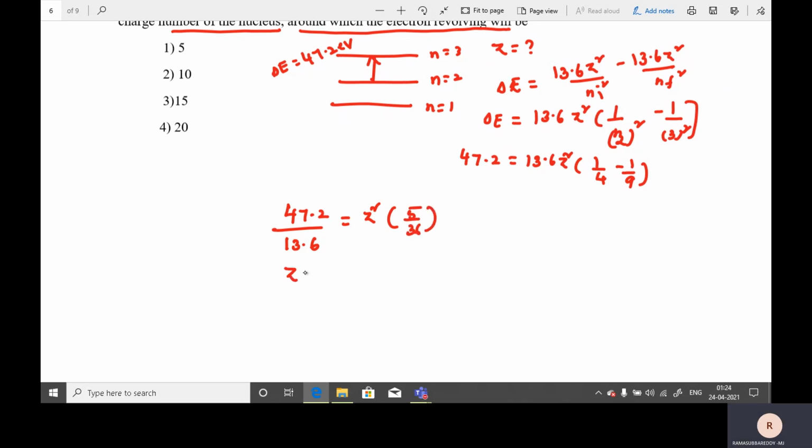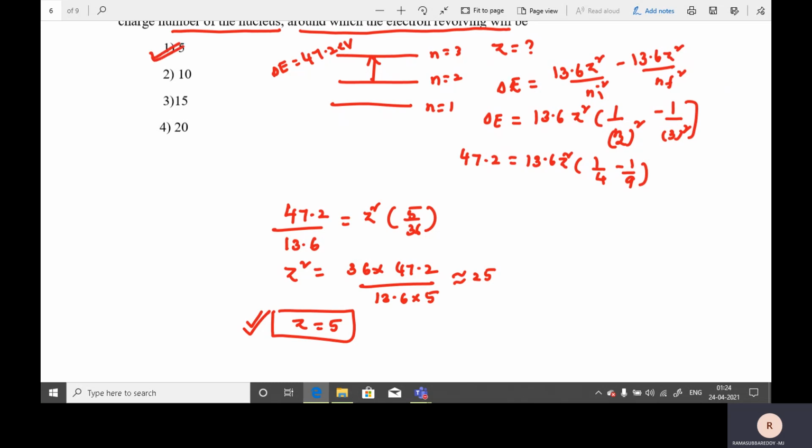We need to find Z. Z square is equal to 36 into 47.2 by 13.6 into 5. This comes to nearly 25. Then our Z is equal to 5. Hence our option 1 is correct. This model is important, keep it in mind.